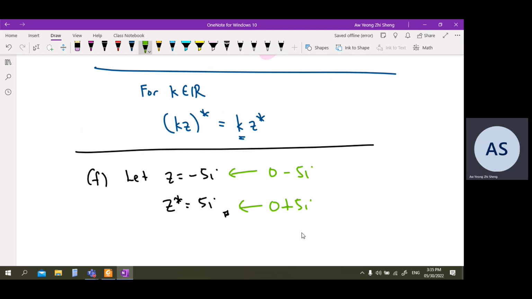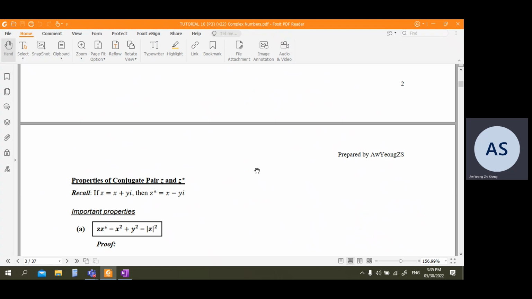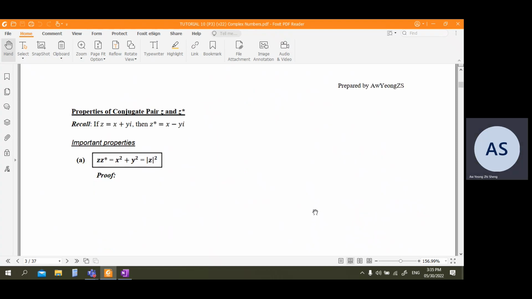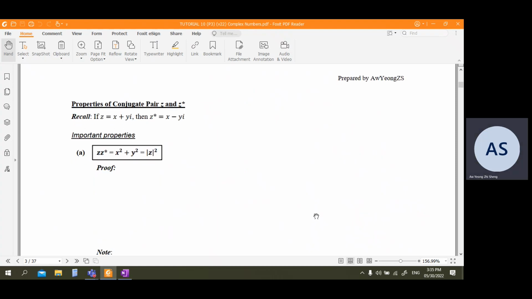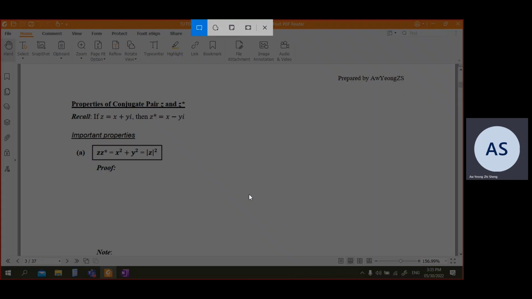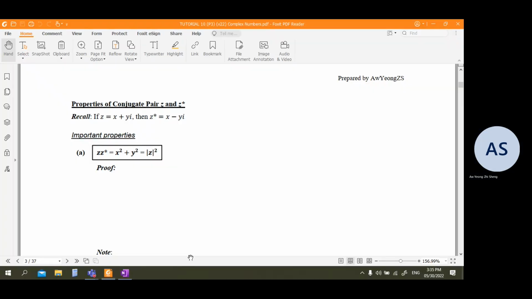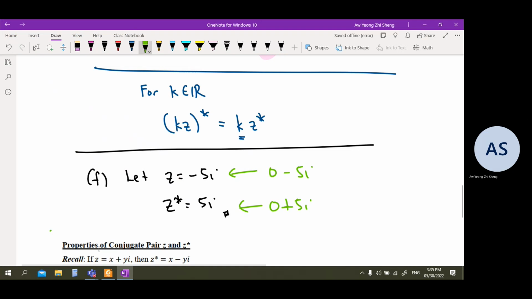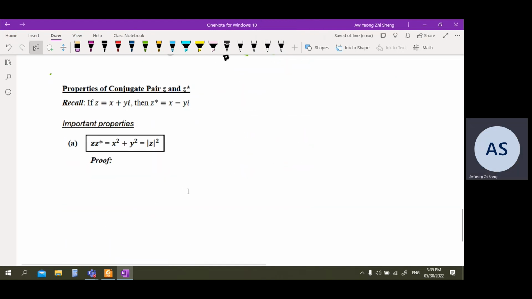Okay, now we'll move to the next page, number 3. Properties of conjugate pair. Property A is especially important in our syllabus. So when we have a pair of conjugates z and z star, there are a few interesting observations when we multiply the pair, when we add up the pair, and when we subtract the pair.